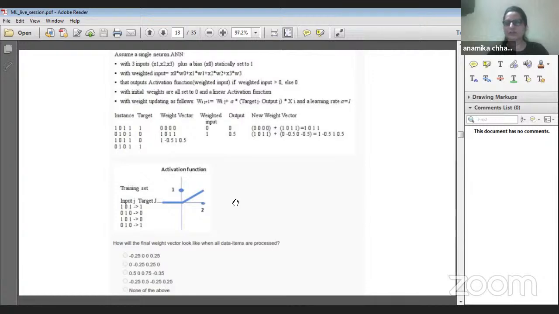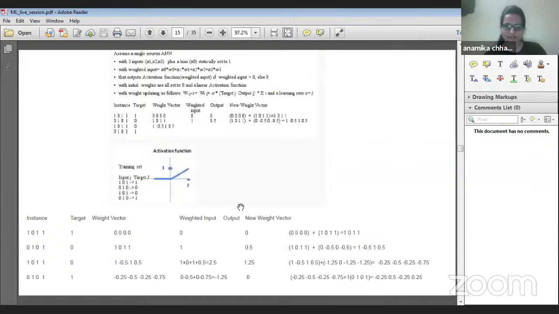What does that mean? Whatever input is given to us, it's a straight line, you see. So whatever input is given to you, you halve it. If the input is 1, you make it 0.5. If the input is 0.5, you make it 0.25. Okay, so there was a little confusion about this question. So let's quickly follow it, because there's a simple change, the rest would be the same. Again 1 0 1 1 is the input, and target is 1, and this is the weight vector which is initialized to 0, 0, 0, 0, and weighted input will be 0.